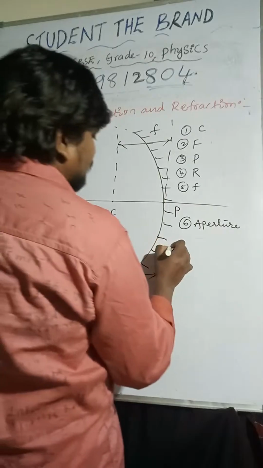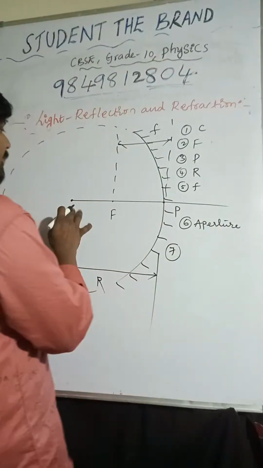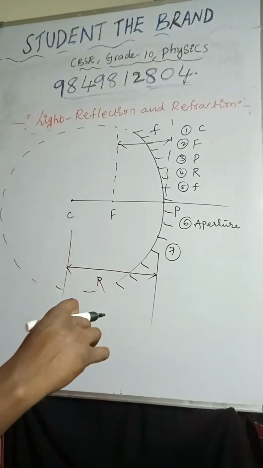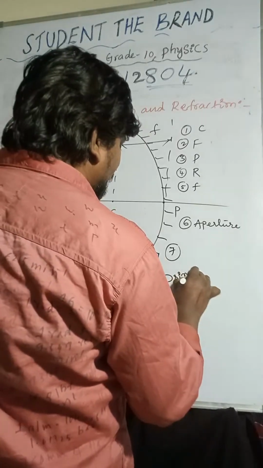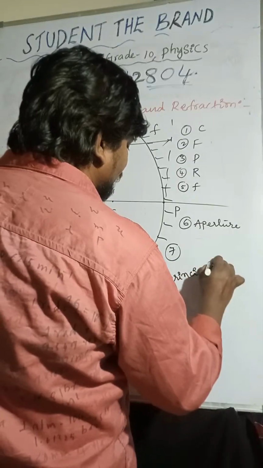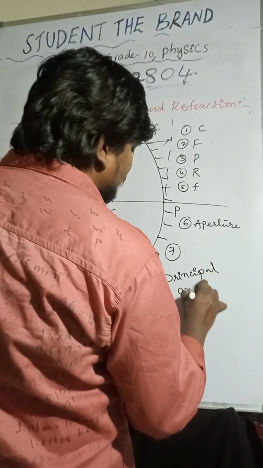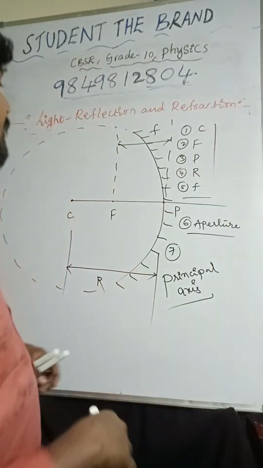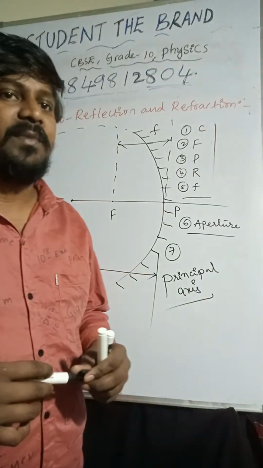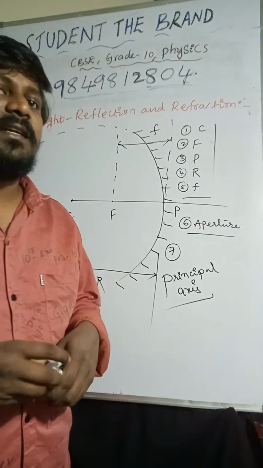The line joining the center of curvature and the pole is called the principal axis. Okay, so these are the terms related to a spherical mirror.